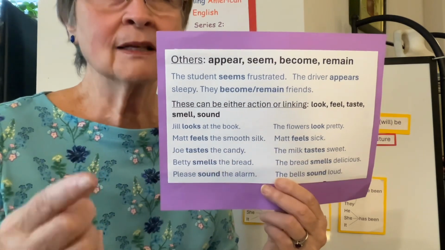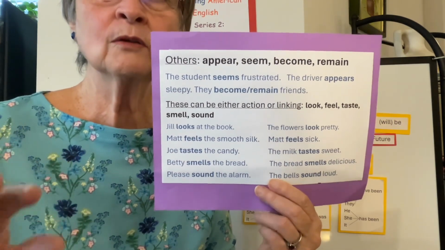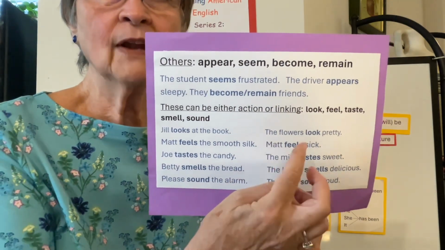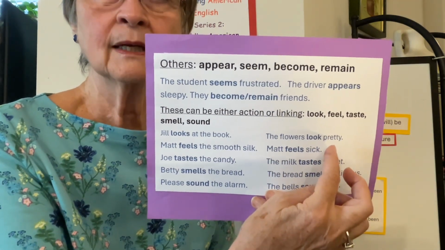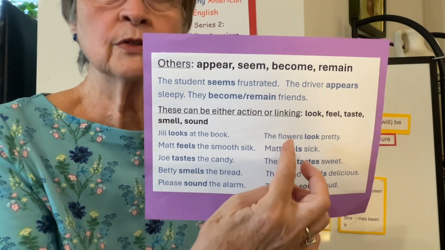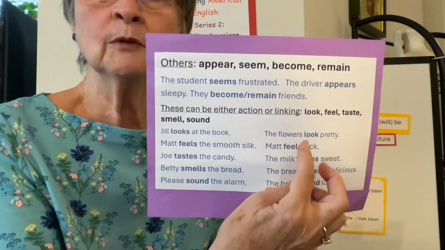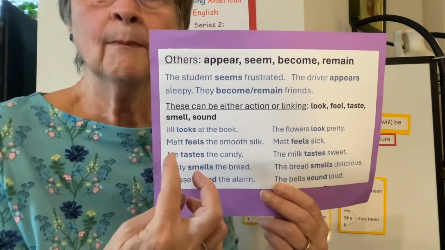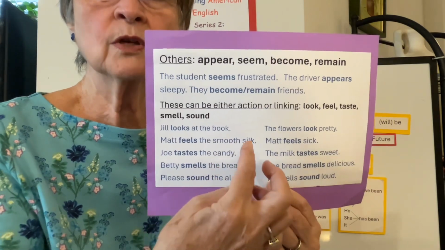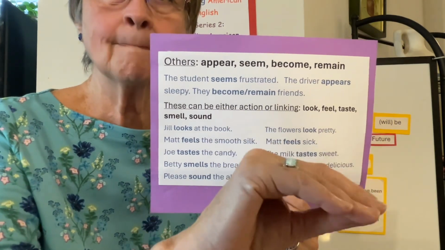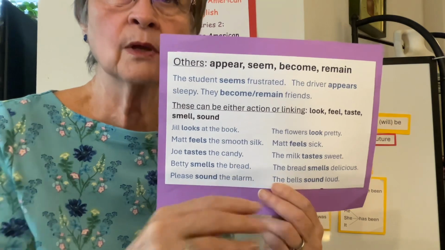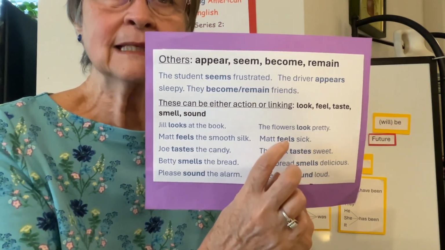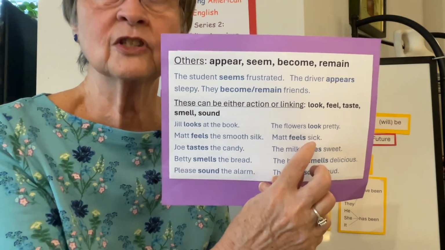You'll be able to tell, is this action or linking that's going to have an effect on something in the sentence. The flowers look pretty. Flowers are being described as pretty. I'm looking at them so I can tell. The flowers look pretty describes flowers. Matt feels the smooth silk. He reaches out, touches it. It feels smooth. Matt feels sick. Matt is sick. That's what I'm suggesting.